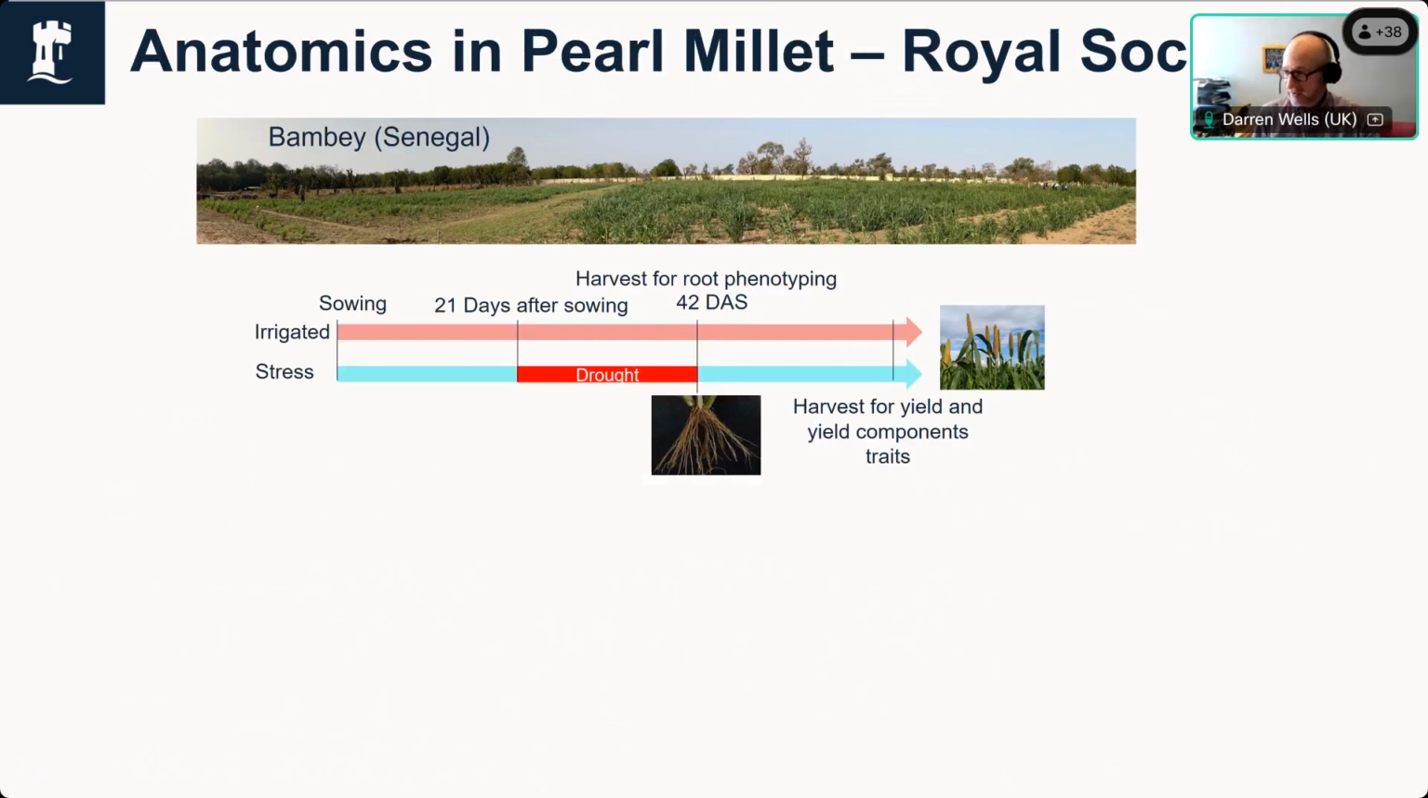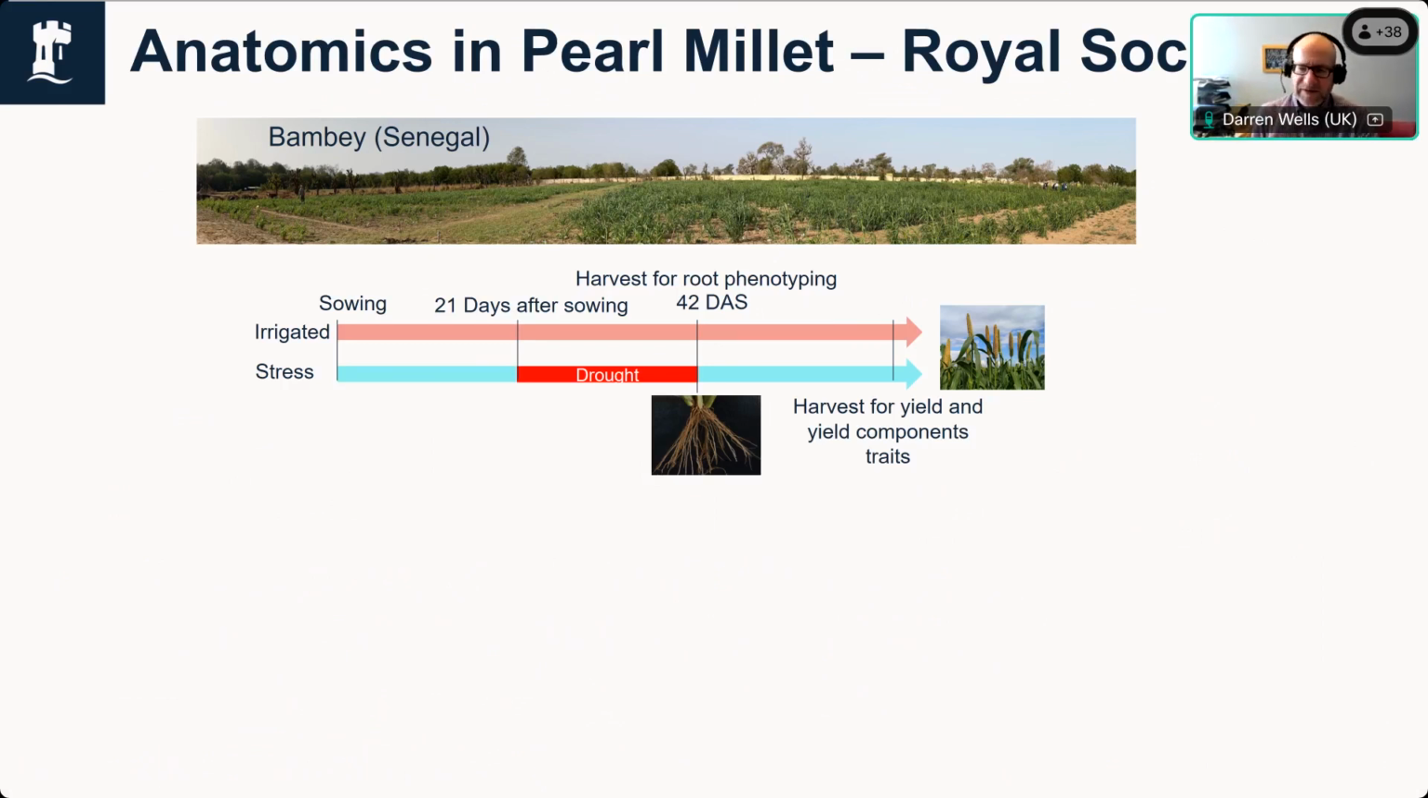Both irrigated. And we did this in the dry season, so there's no effect of rainfall. And then we imposed a drought by simply withholding irrigation 21 days after sowing in the stress conditions. We imposed that for another 21 days, so at 42 days after sowing, we collected our samples for phenotyping.